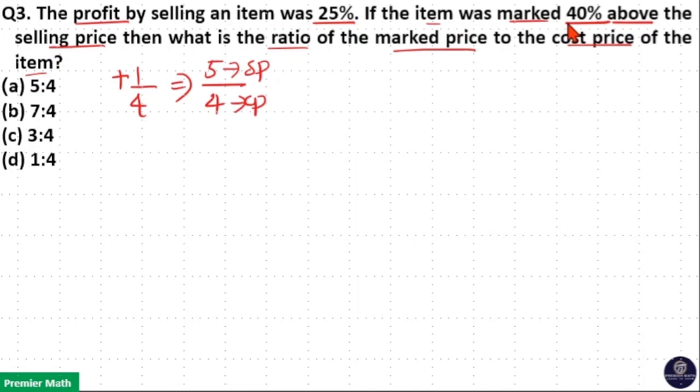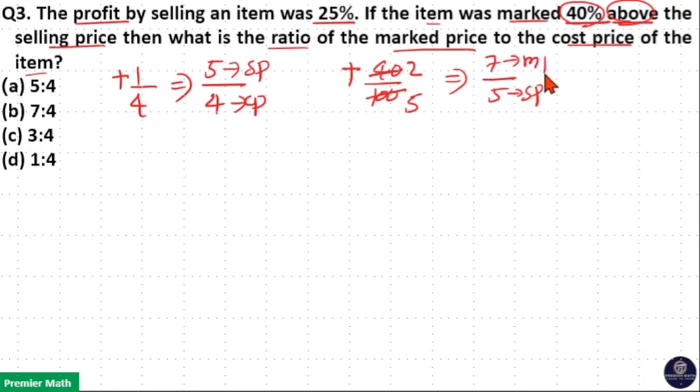Now, item was marked 40% above means plus. 40% means 40 by 100. 20 goes 2 times in 40, 20 goes 5 times in 100. Plus 2 by 5 means if 5 part is the selling price because item marked above the selling price, so 5 part is the selling price, then 5 plus 2, 7 part is the marked price. Now you can see here selling price is 5, here also selling price is 5. So if you take the ratio, mark price is to cost price is 7:4. So option B is your answer.